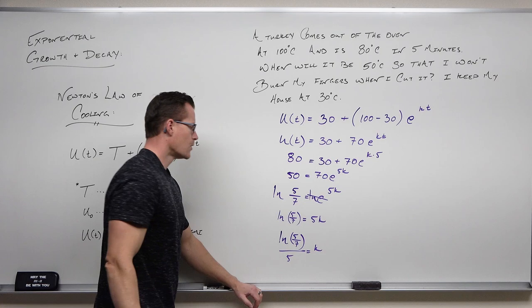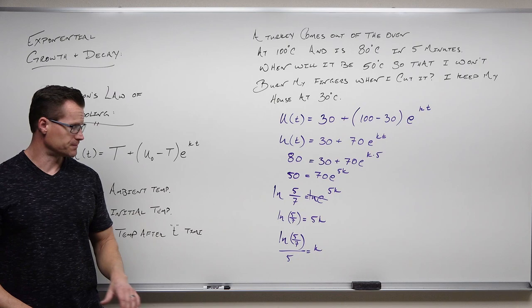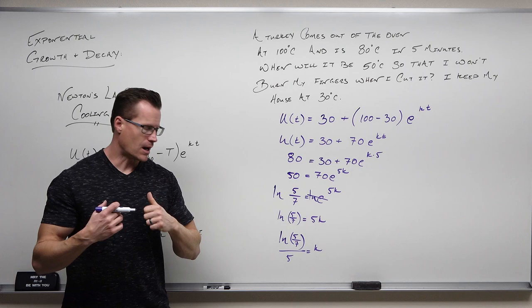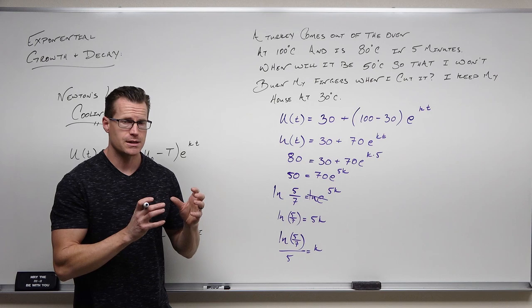Now, if I wanted to be very accurate, I wouldn't approximate that. I would leave it, I would put it right there. And then when I solve for t, I'd have a very awkward thing to use, but it would be more accurate. I'm going to write a decimal right now, even though I'm going to lose some exactness, because I want to show you the rate. So that's why I'm doing that.